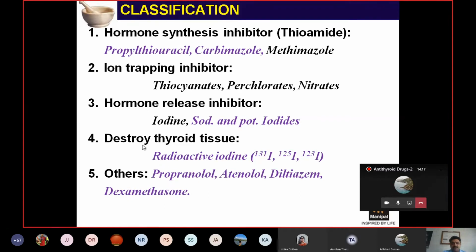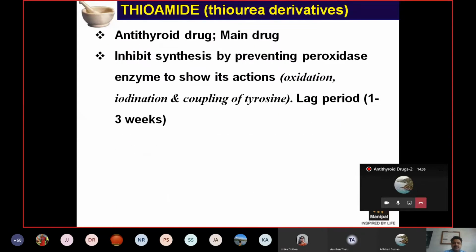And then we have a drug which destroys the thyroid tissue, and this is radioactive iodine. Out of these, radioactive iodine 131 is used, which has a half-life of 8 days. That is what we said, and the other drugs are also used. Similarly, we talked about the thioamides, which are antithyroid drugs, and they inhibit the synthesis by inhibiting the peroxidase enzyme.